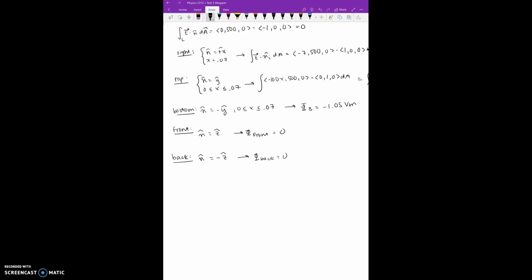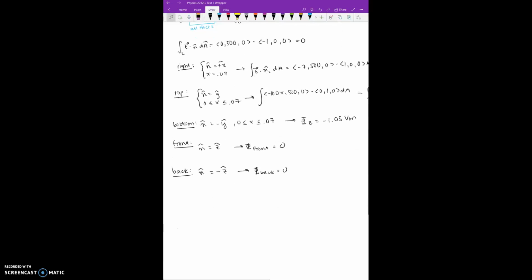So when we're finding Q enclosed, first we have to find the total fluxes of the entire system. And so we know that Q enclosed is just going to be epsilon naught times everything added up, right? So 0 minus 0.0084 plus 1.05 minus 1.05 plus 0 plus 0.